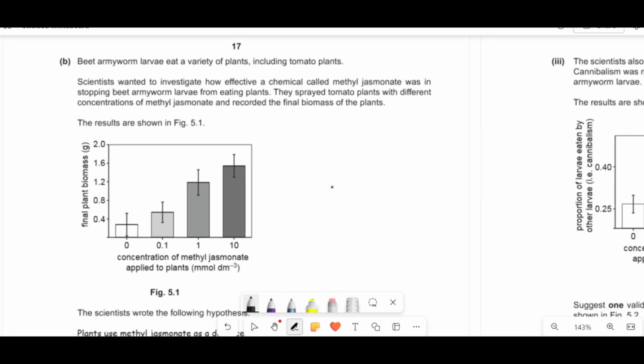So beet armyworm larvae eat a variety of plants, including tomato plants. Scientists wanted to investigate how effective a chemical called methyl jasmonate was in stopping these larvae from eating plants. They sprayed the tomato plants at different concentrations of this and recorded the final biomass. So independent is the concentration of this thing that they're using, and then the dependent is our final biomass. And then what's this question they're trying to answer? They're trying to see how effective a chemical is at stopping them from doing this. So they're using this to represent that, right?